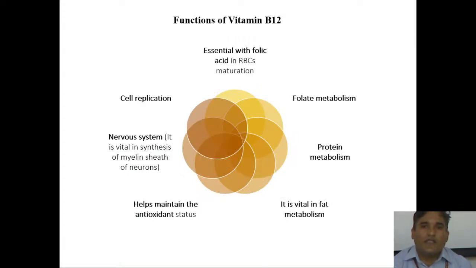These are the functions of vitamin B12. Vitamin B12 works with folic acid in RBC maturation and cell proliferation, because it plays a very important role in DNA synthesis. In the nervous system, it plays a very important role in myelin synthesis, that is the covering of the neuron, and helps maintain the antioxidant, and it is vital in fat metabolism, protein metabolism, as well as folate metabolism.